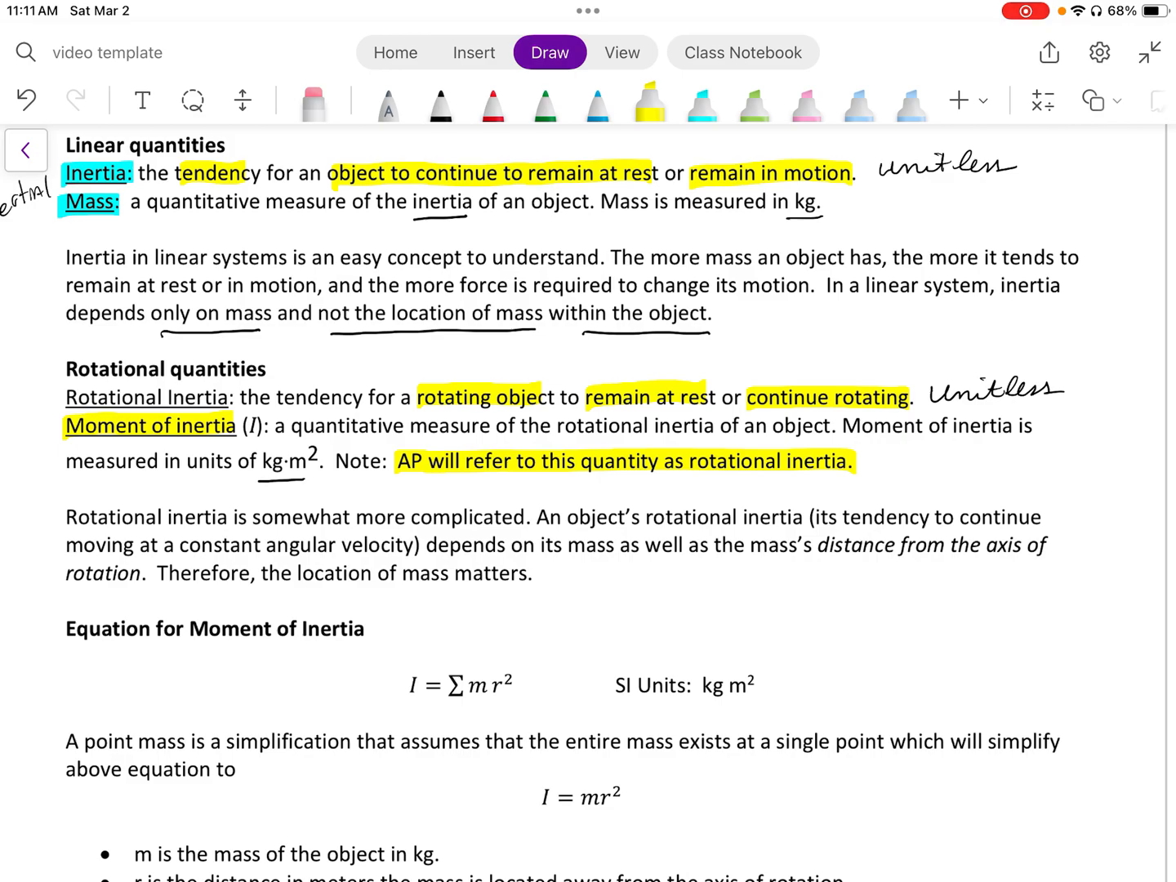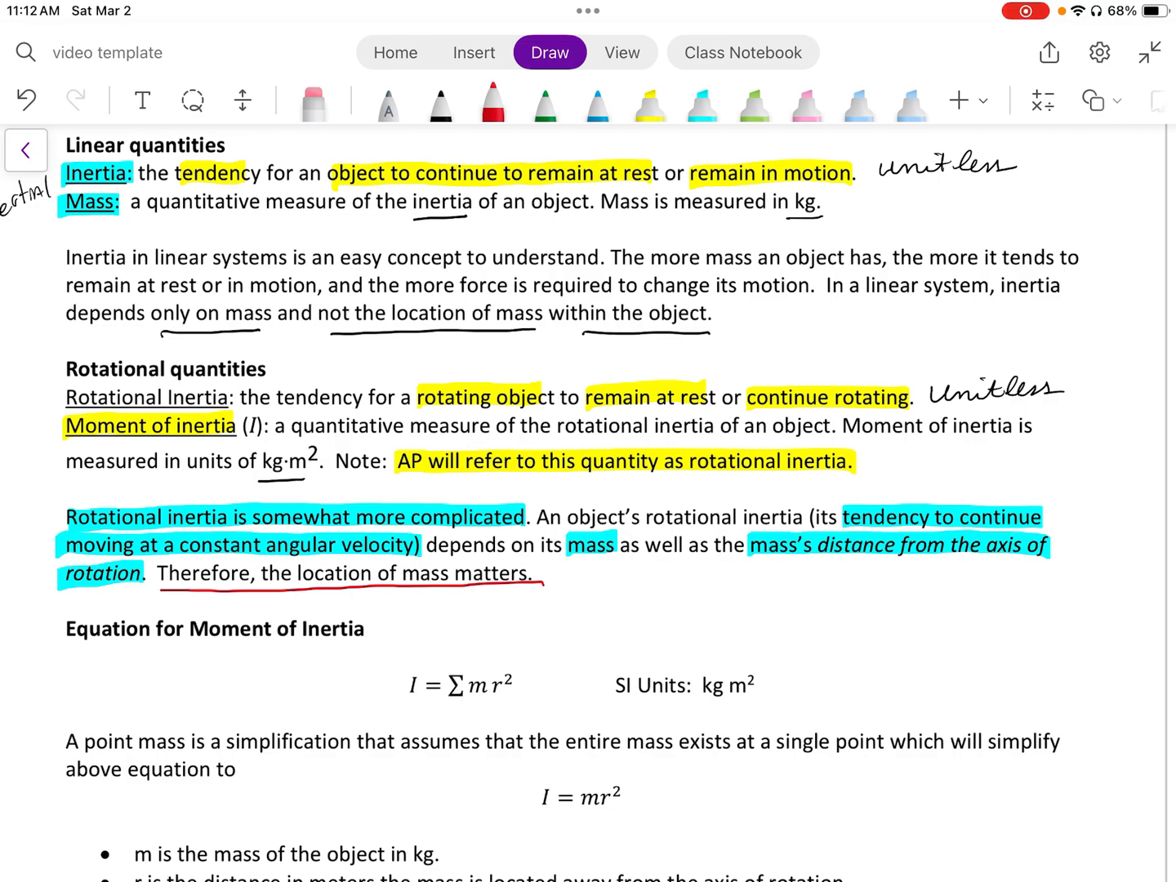I'm getting better, but at the same time, I want you to think of I as an object's rotational mass. Just like we have mass everywhere in linear equations, we will have rotational mass, and we will replace m with an I. So yes, rotational inertia is somewhat more complicated. An object's rotational inertia, that is, its tendency to continue moving at a constant angular speed, depends on its mass as well as the location of the mass, the distance of that mass from the axis of rotation. Therefore, the location of the mass matters.